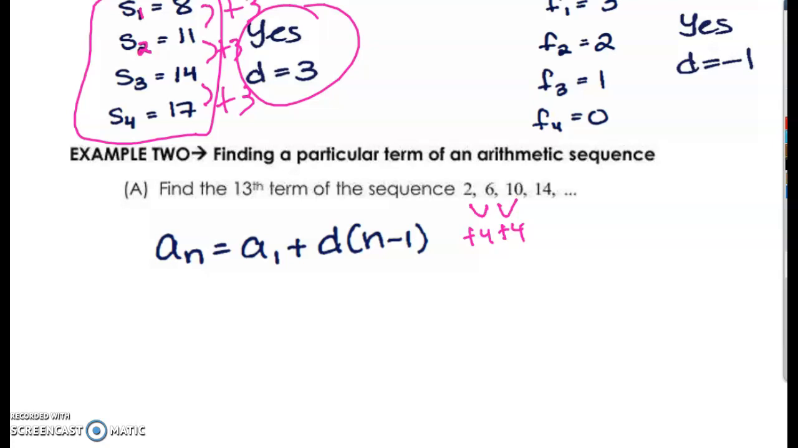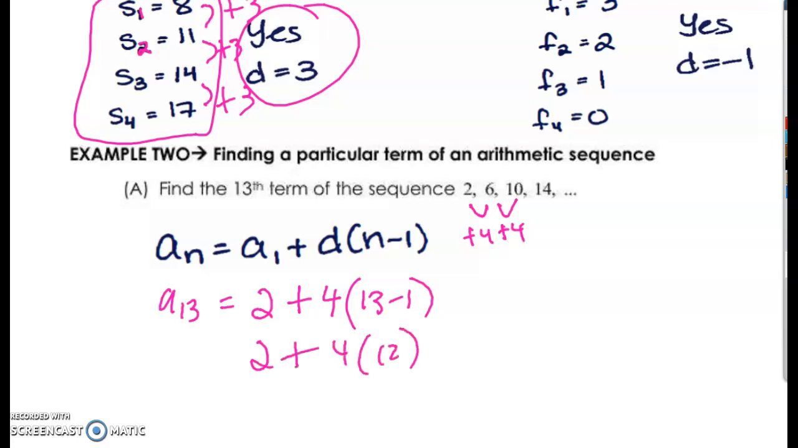So what are we finding here? The 13th term. The first term is given to us. It is 2. And we're going to start with 2, and add 4 how many times to get to the 13th term? Well, it's 1 less than 13 times because we're starting at 2. We're adding the 4 n minus 1 times, and n is 13. So we're adding 4 12 times. So this is 2 plus 4 times 12, and a sub 13 is 50.